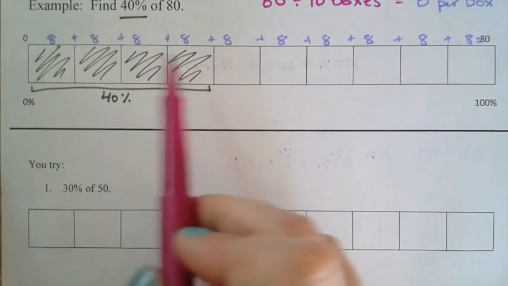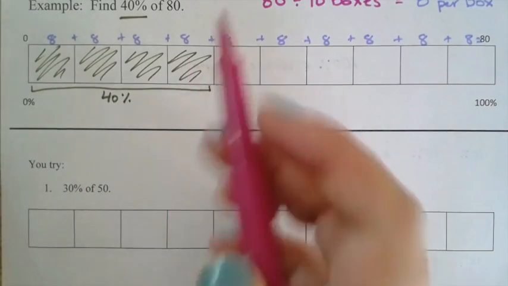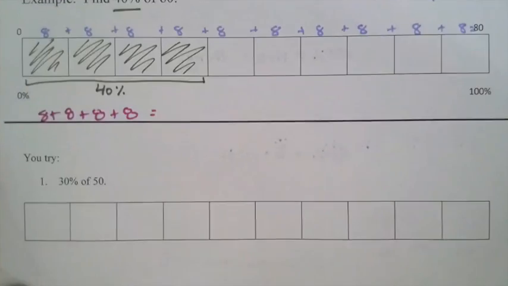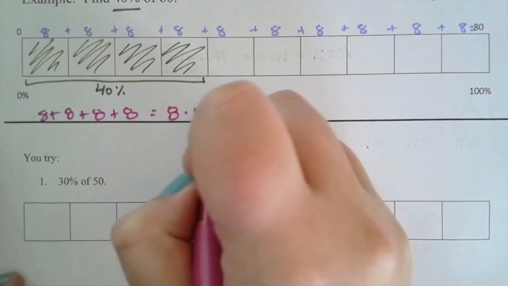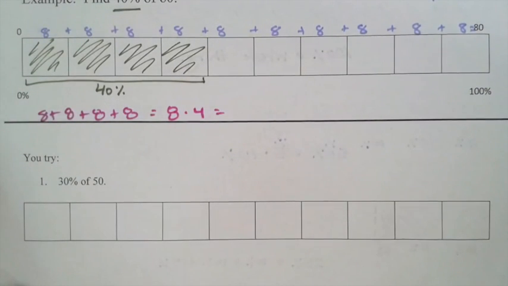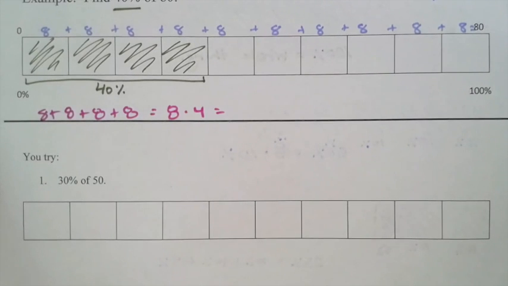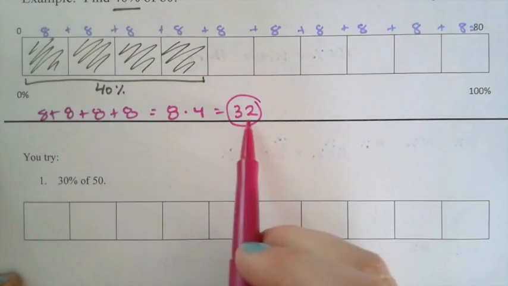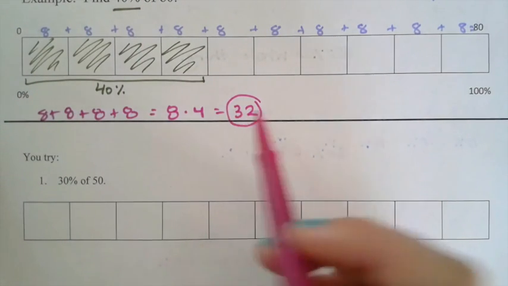So what is 8 plus 8 plus 8 plus 8? Or another way I could say that is what is 8 times 4? I heard 32 back here. This is all the math I'm doing for my answer, so this is 32. So my 40% equals 32. 40% of 80 equals 32.